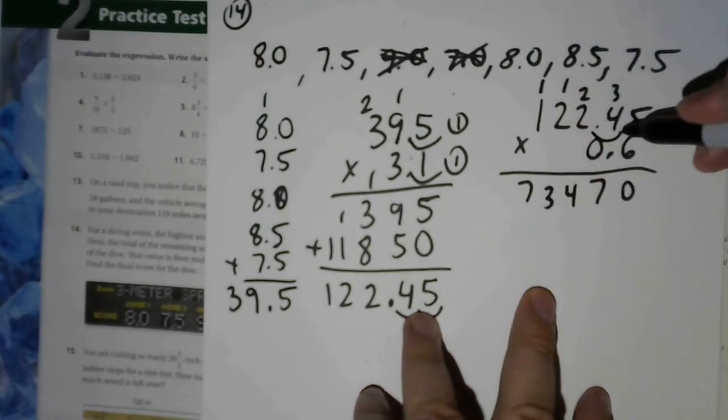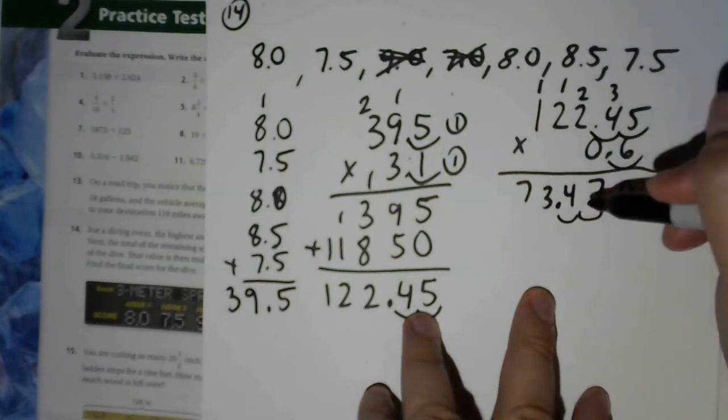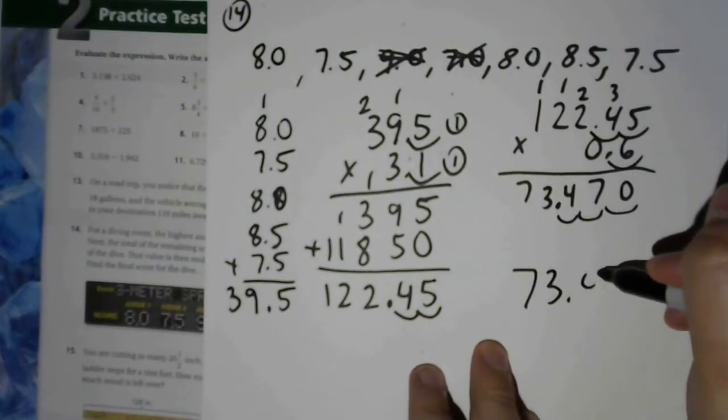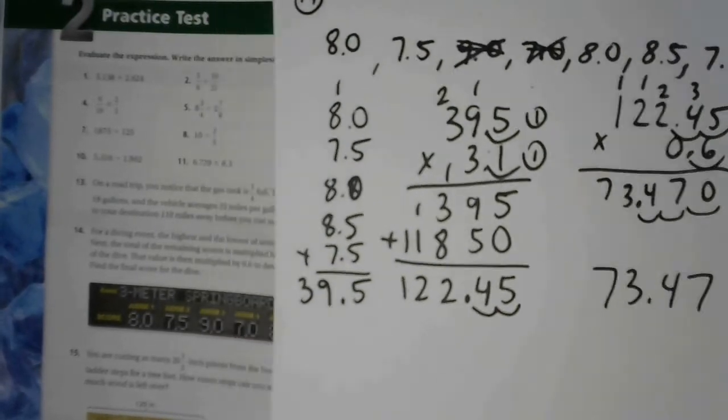Now I think about my decimals. 1, 2 spaces, 3 spaces, 1, 2, 3 spaces. My answer is 73 and 47 hundredths. Now I took that 0 off because I don't need it. I could have said 470 thousandths, but 47 hundredths is just fine. So that is the final score for the dive.